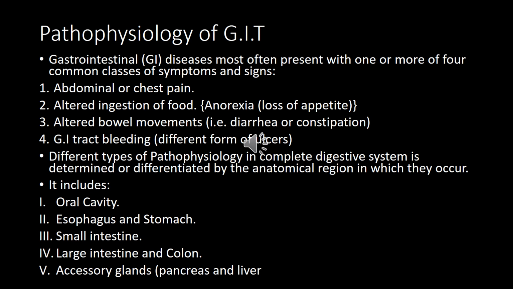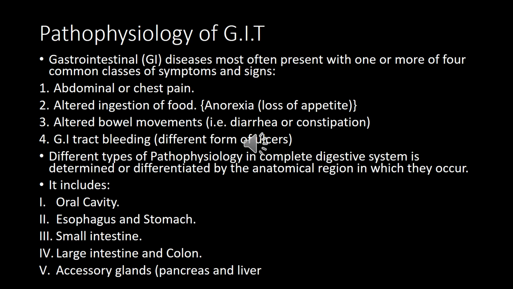So it can be abdominal pain or chest pain, and altered ingestion of food like anorexia, which is considered the loss of appetite, and altered bowel movement like diarrhea or constipation. If the diarrhea or constipation exists for a long period of time with multiple episodes, it can give us an idea about some sort of pathology, and we will be able to decide about the pathology after having different associated investigations. And GI tract bleeding, which can be considered as a different form of ulcers.